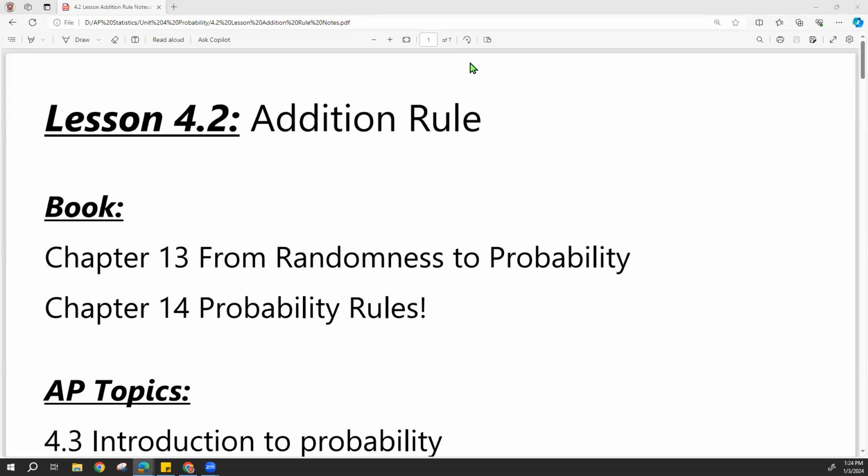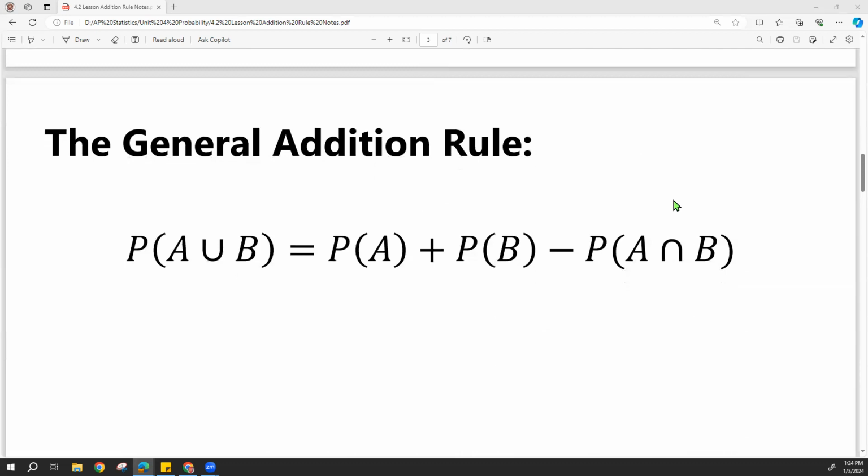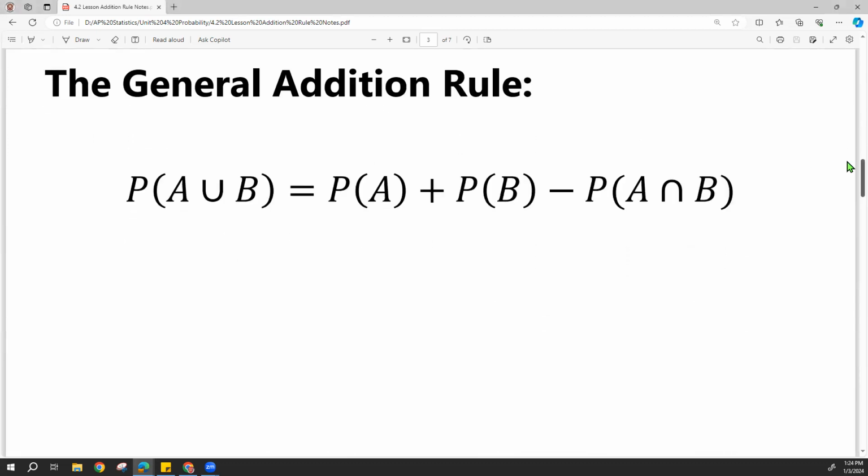Hey all, today we are going to continue talking about probability, and we are going to make an addition to our addition rule. So in the last lesson, we talked about the basic addition rule for two events that were mutually exclusive. That means they couldn't happen at the same time. But what happens when we do have events that are not mutually exclusive? We can still use this addition rule, but we have to add this little piece.